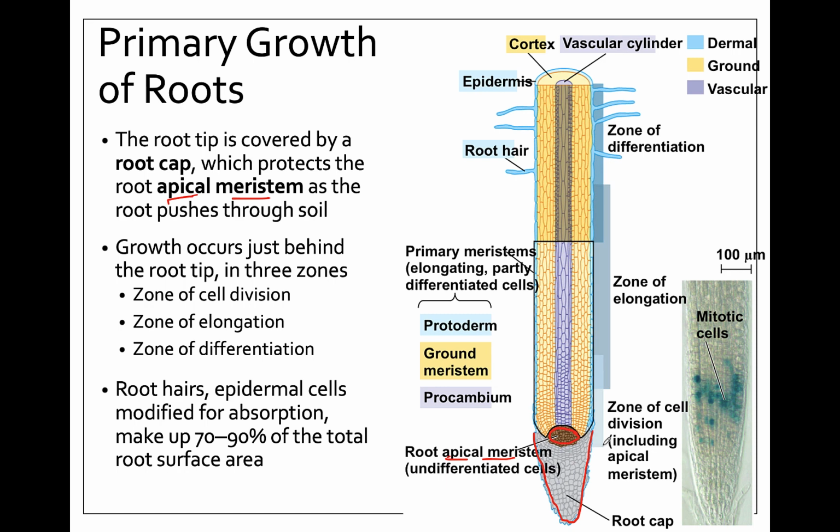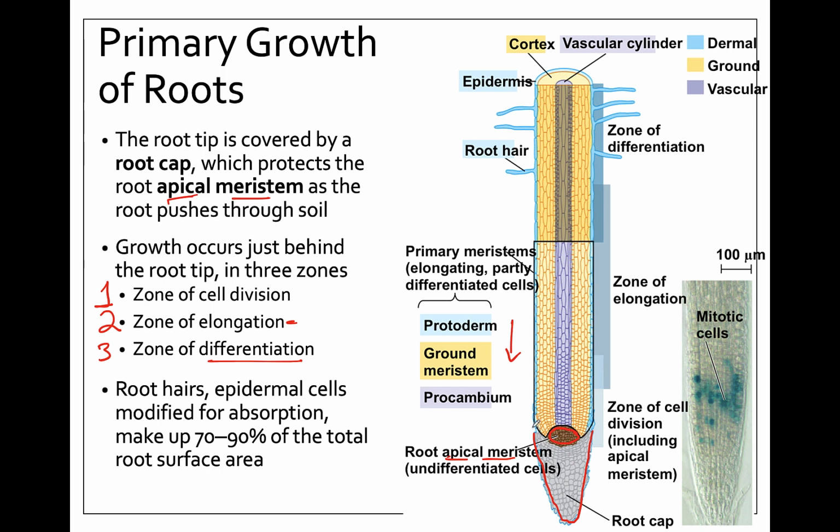So the root cap actually secretes a polysaccharide slime that acts as a little bit of a lubricant to help it move through the soil. Growth occurs in 3 places. So the first thing that happens is the cells have to divide to make more cells. Then those cells get longer, and that's going to actually push the root down, is by the cells getting longer. And then eventually, once the cells have elongated, they differentiate into the 3 different types of tissues. They're either going to become dermal tissue or ground tissue or vascular tissue.